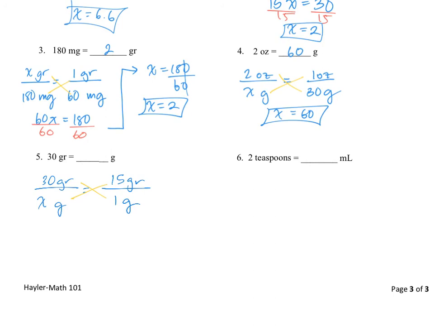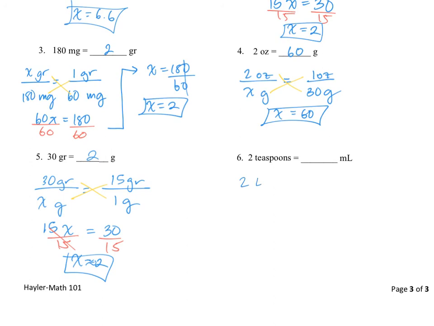Going ahead and solving with cross multiplication, we'll get 15x equals 30. Divided by 15, divided by 15, x equals 2. Okay, so 30 grains is about 2 grams. Okay, once again, that is an approximation. So we could probably be using an approximation symbol on all of the ones that did have an approximation. And last problem.